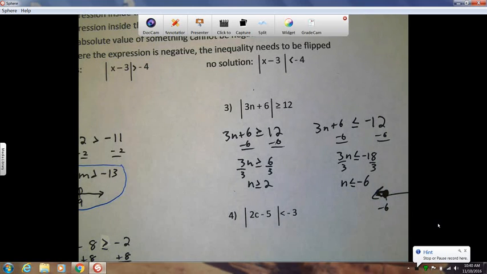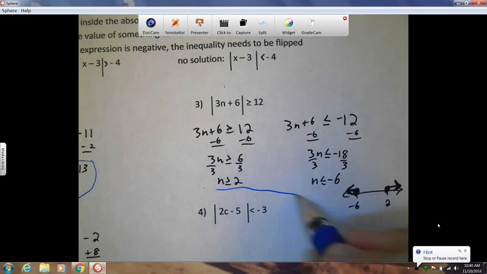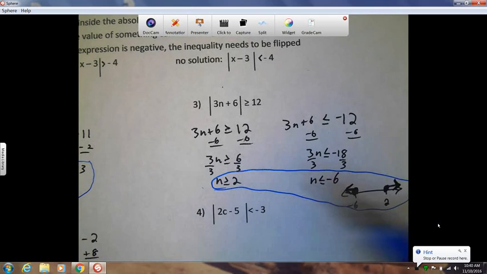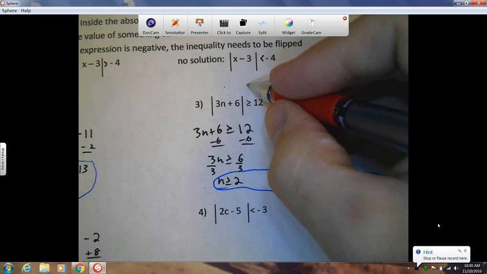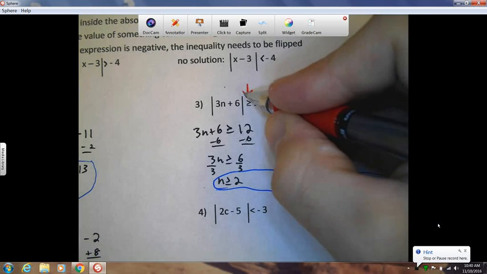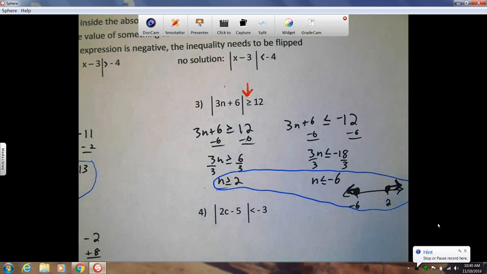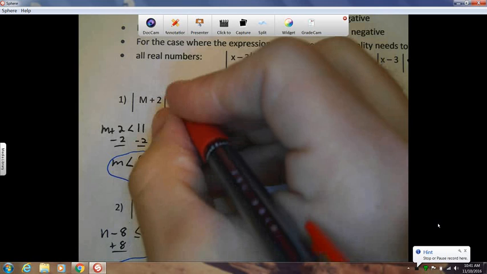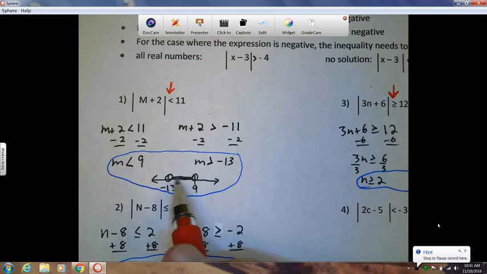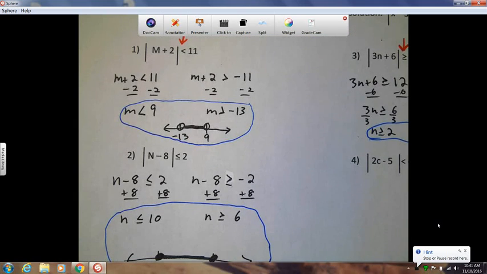Okay, so the one thing I want you to see is on the graph, see how my arrows are pointing out in this case? When you see this greater than, they're going to be pointing out. Here I have less than, so it comes together as a segment. That's the same thing I had on number 2. It was less than. So make sure you look at that.